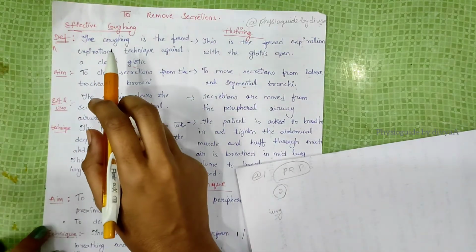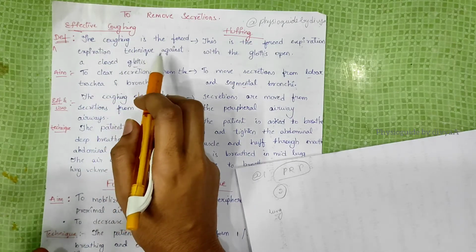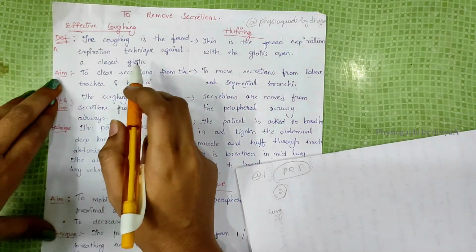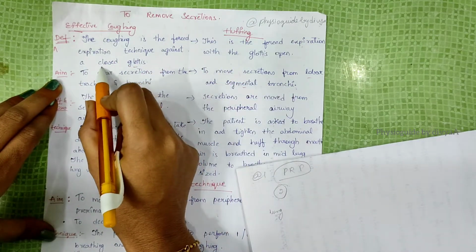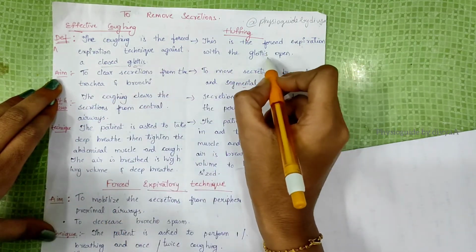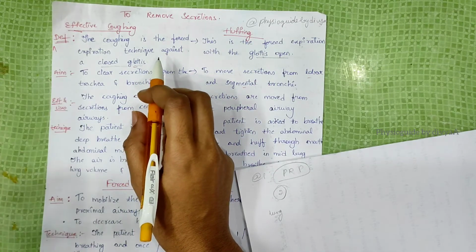Now we'll read the definition. Coughing is a forced expiration technique against a closed glottis. This is the main difference between coughing and huffing. In coughing, the glottis is closed. In huffing, the glottis is open. In coughing, a large sound will come.